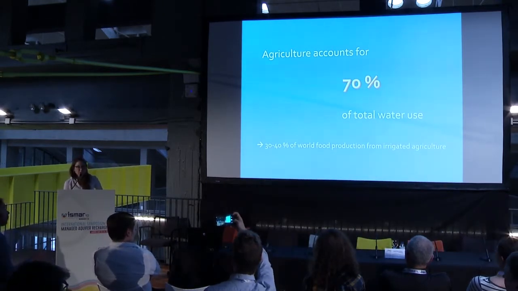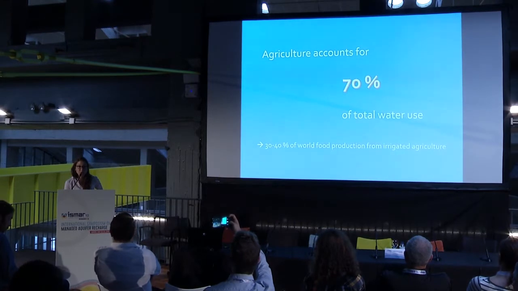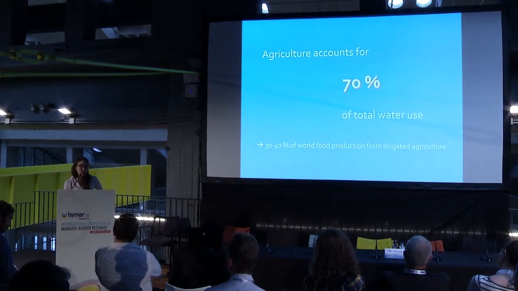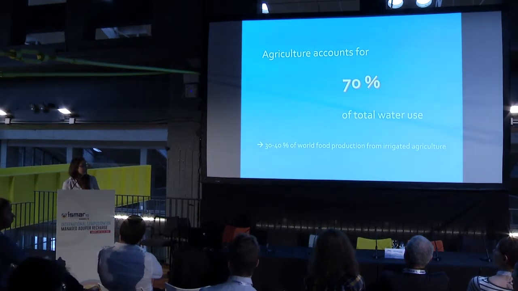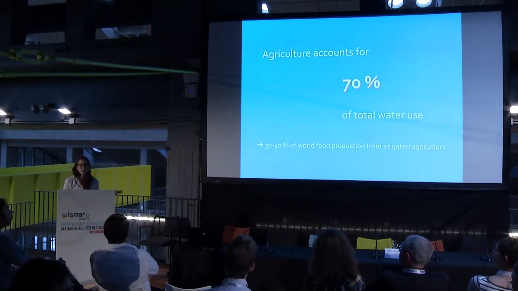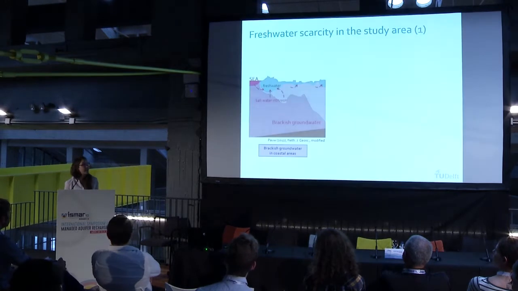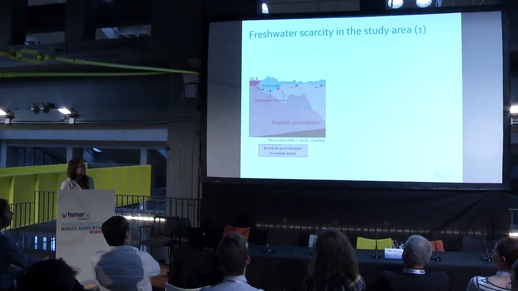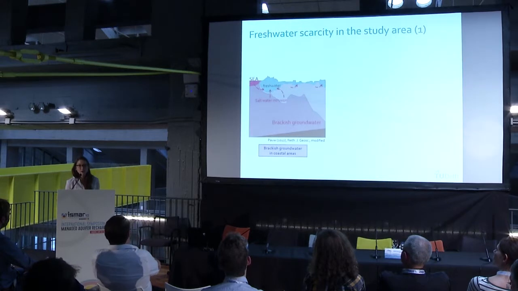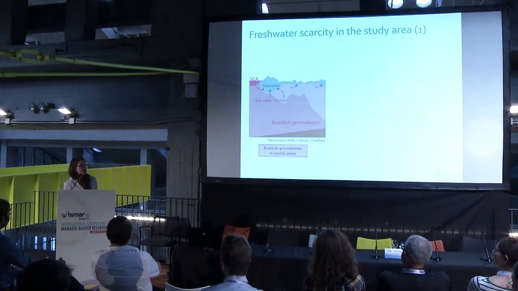And that's because 40% of our crops are irrigated, and if you don't irrigate, you have a high crop loss. So it's really necessary to irrigate. But on the one hand, you need a lot of water, and on the other hand, you have fresh water scarcity. And we have our study area in the Netherlands, where you have brackish groundwater, such as in Australia also, and in all coastal areas or delta regions.